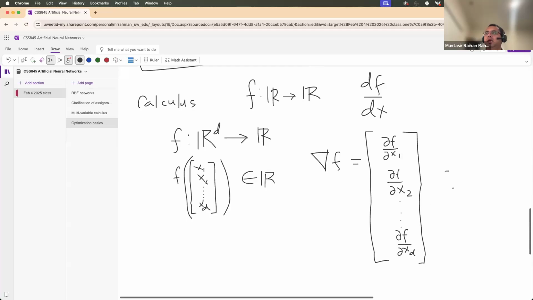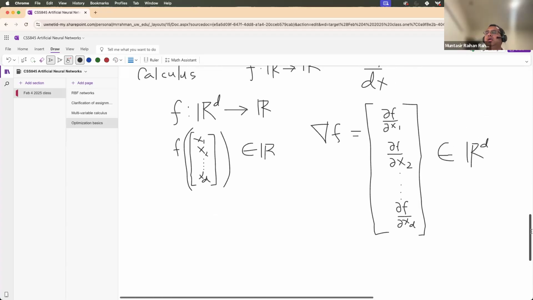Okay. And then this, what type of object is this? Can anyone tell me? Matrix. It's a matrix, but in this case, it's a column vector, right? And it also lives in the space R^d, right? So if we have a function from a vector to a scalar, then the gradient of that function is also going to be a vector, right? So that's one thing I wanted to mention here.